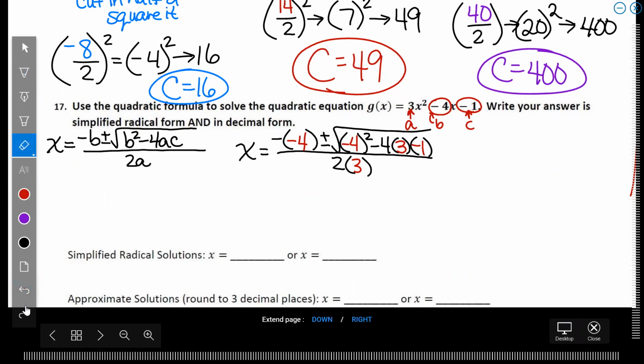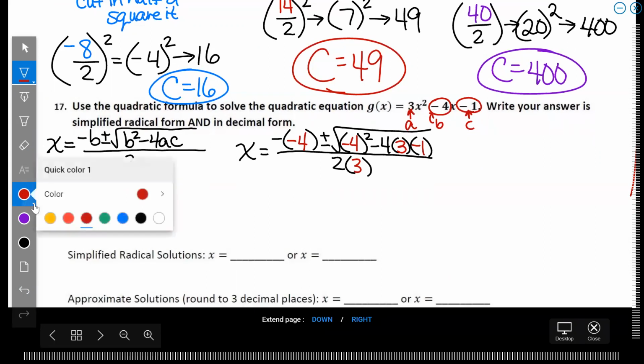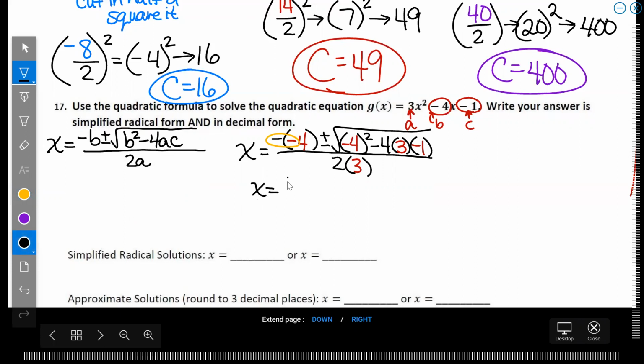Talk to me about what we can do here. What can I simplify? The -4. Negative and a negative is going to make what? Positive. So I have X equals +4 plus or minus. Can I simplify anything underneath that radical? -4 squared, what does it mean to square something again? Times it by itself. -4 times another -4, +16. And then I have a minus sign right here. So I'm going to bring my minus sign down.